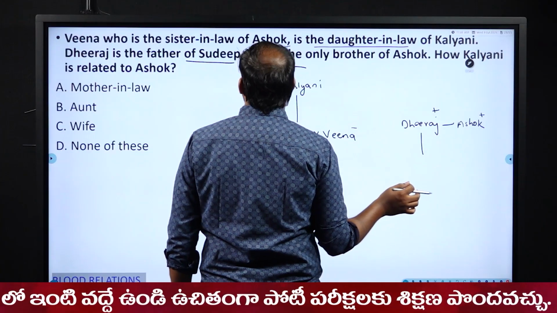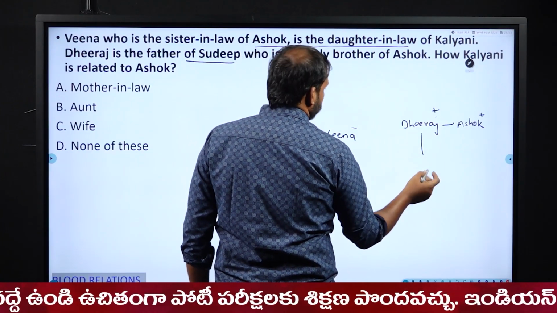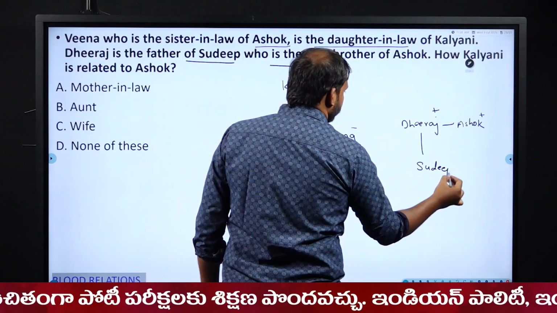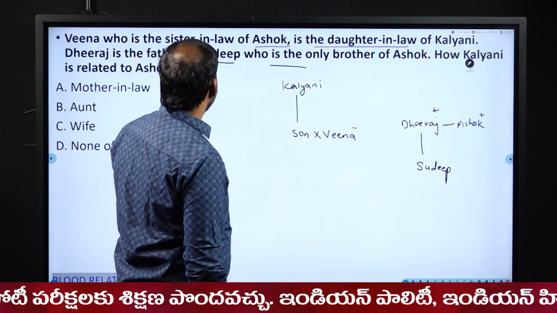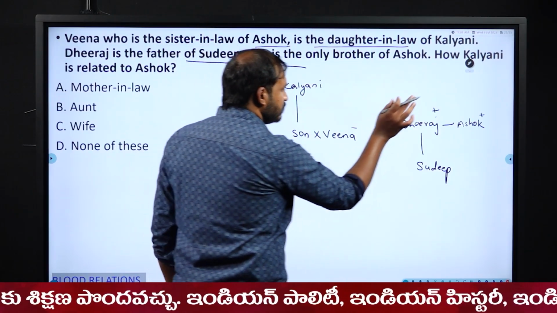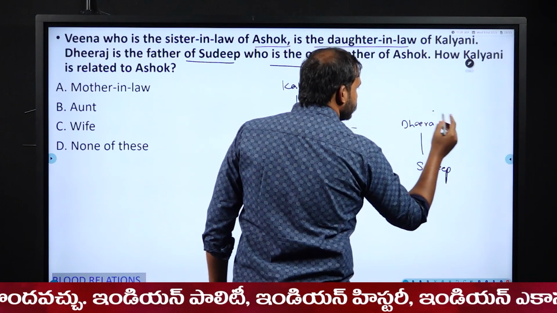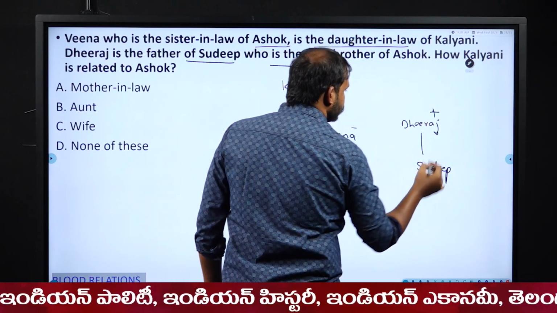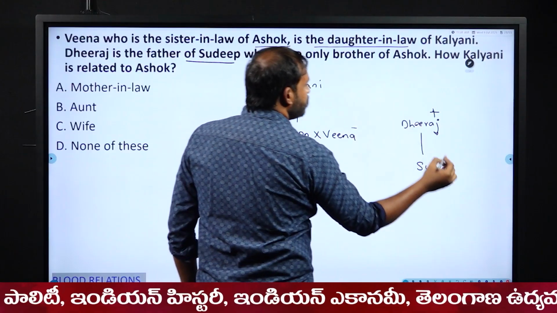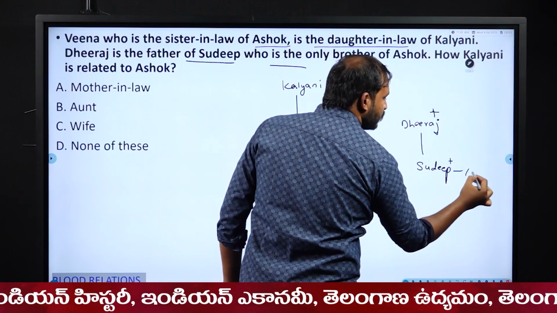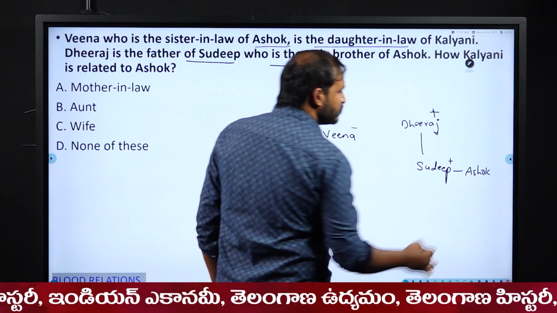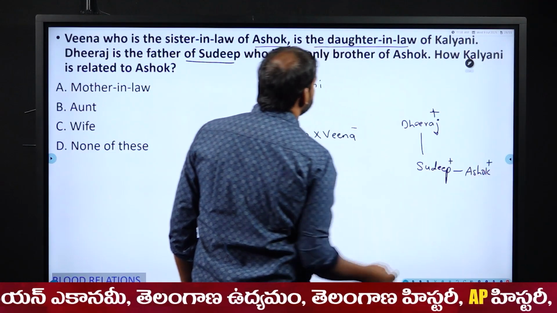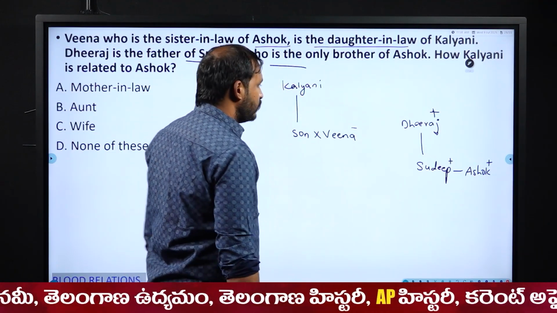Dheeraj is the father of Sudeep, who is the only brother to Ashok. Sudeep is the only brother to Ashok. Now, how is Kalyani related to Ashok?